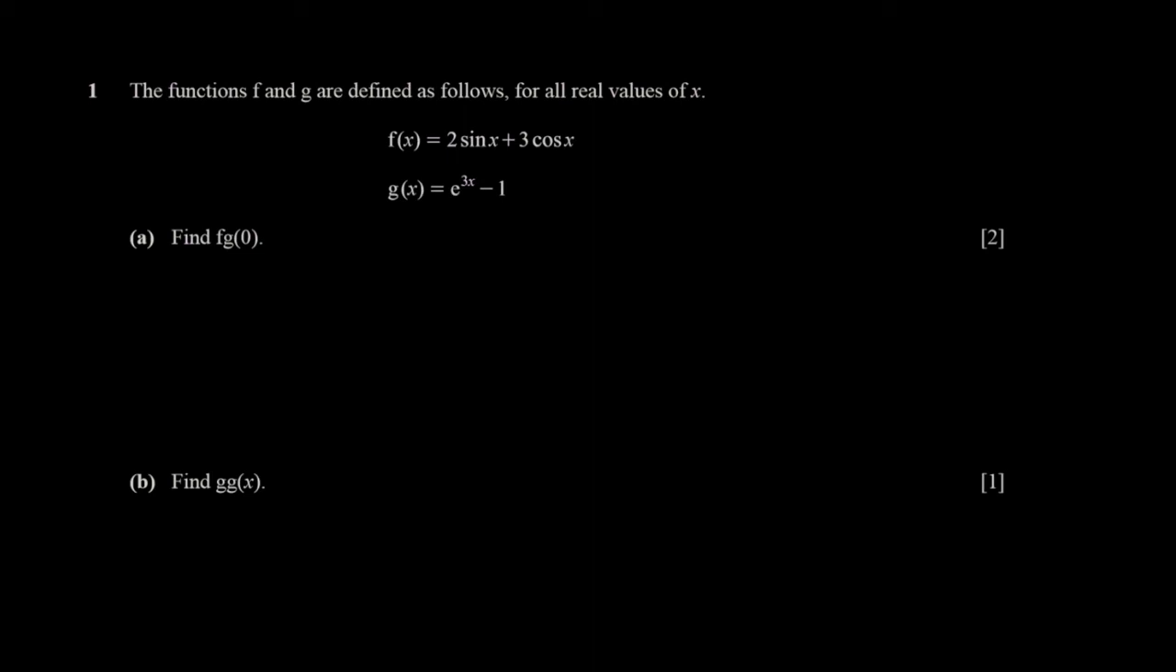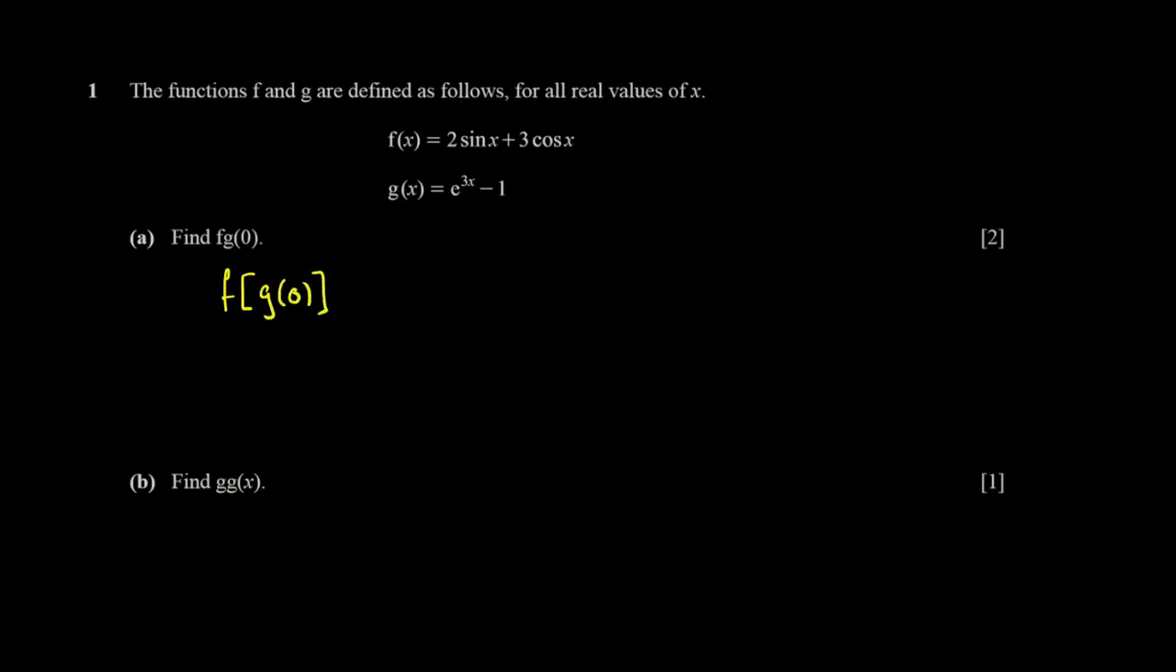Okay, so question 1. The functions f and g are defined as f(x) = 2 sin x + 3 cos x, and g(x) = e^(3x) - 1. We want to find fg(0), right? So this notation here, fg(0), is what we call a composite function. So we've got the function g inside of the function f. That's really what it means.